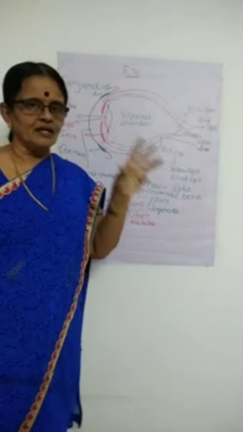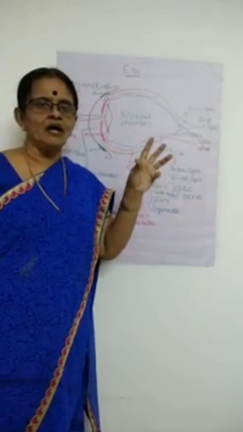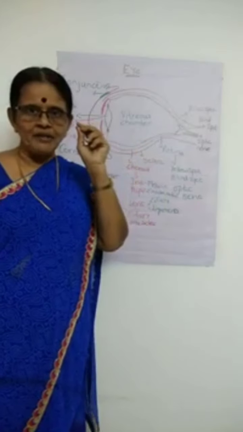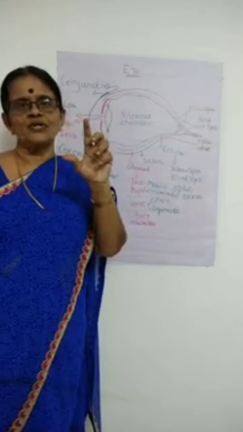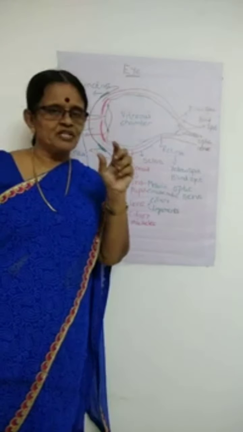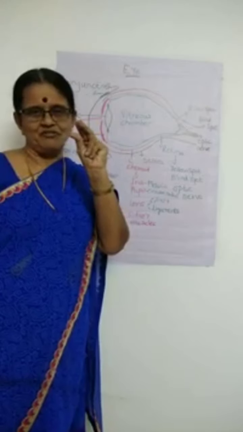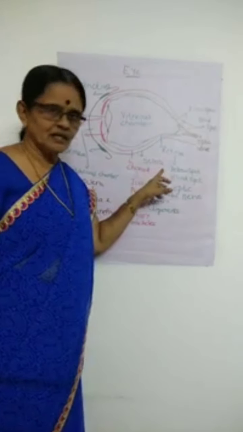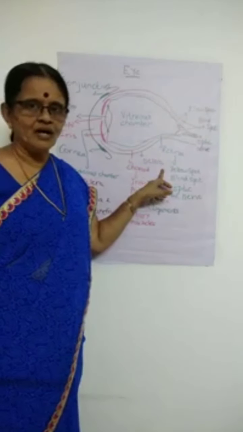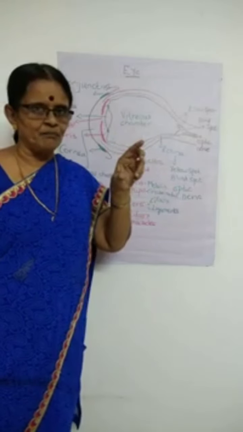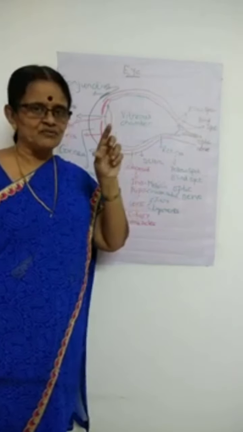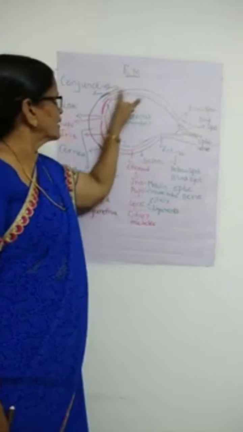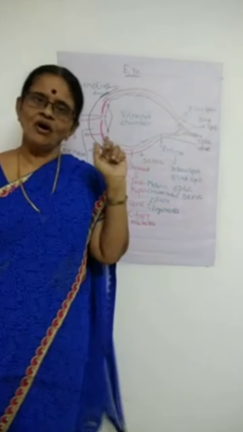So the sclera is the outermost layer of the eyeball. It is made up of connective tissues, it is the white part of the eye, and it also gives firmness to the eye. Do you know the meaning of firmness? That means rigidity. They are firm, not very flexible. That is the meaning of firmness. So this outermost layer of the eyeball is called the sclera.